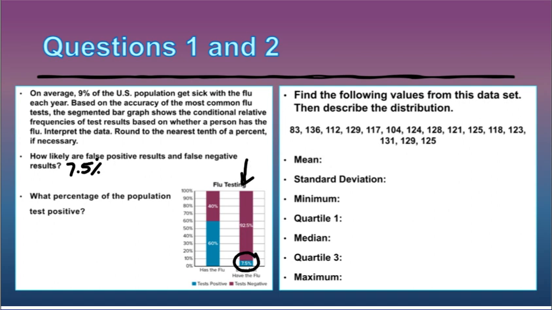Now the false negative would mean you have the flu, but you tested negative. That would be this column. And I would look at the 40% here because that's testing negative, so that's a false negative. So that would be 40%.